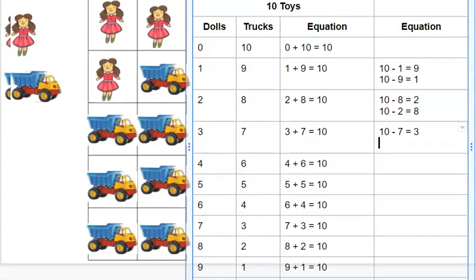That's right, 3. And if I have 10 toys and I take my 3 dolls away, how many trucks do I have? That's right, 7. And I can create this because I use the same digits from my addition. I knew I had 3 dolls and 7 trucks. So I can create a subtraction problem using the inverse property because I know addition and subtraction are inverse properties of each other.